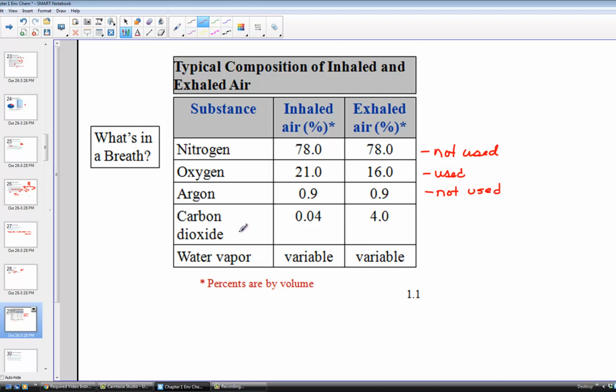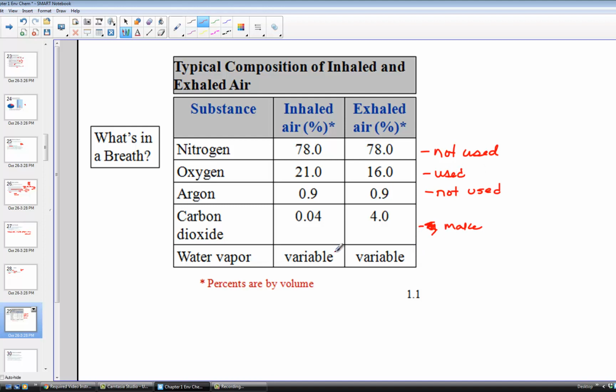But look what happened to carbon dioxide. CO2, we breathe in 0.04%, we breathe out 4%. We make carbon dioxide through that metabolic process of burning fuels from inhaled oxygen.